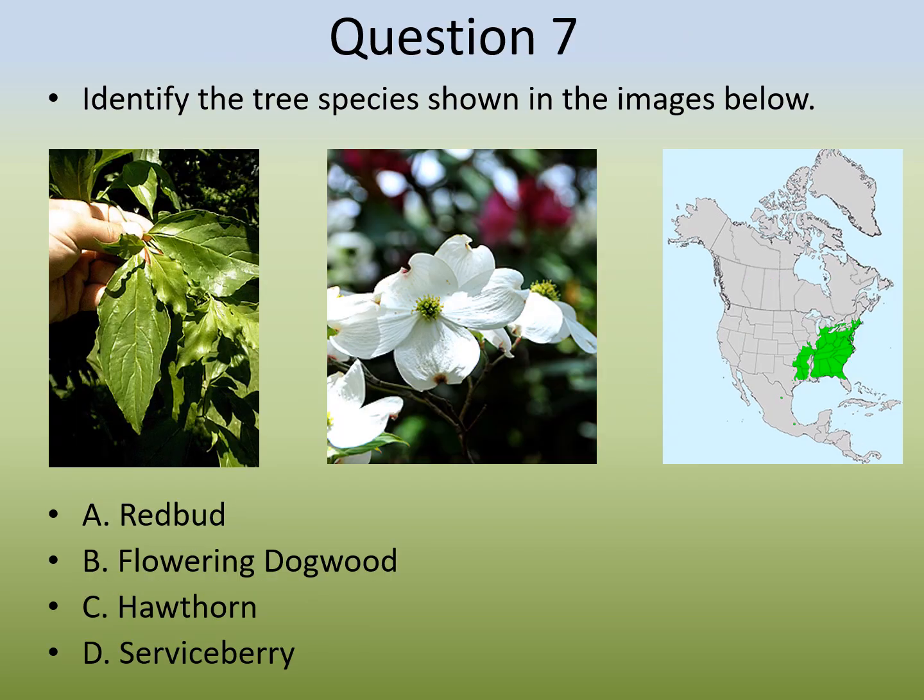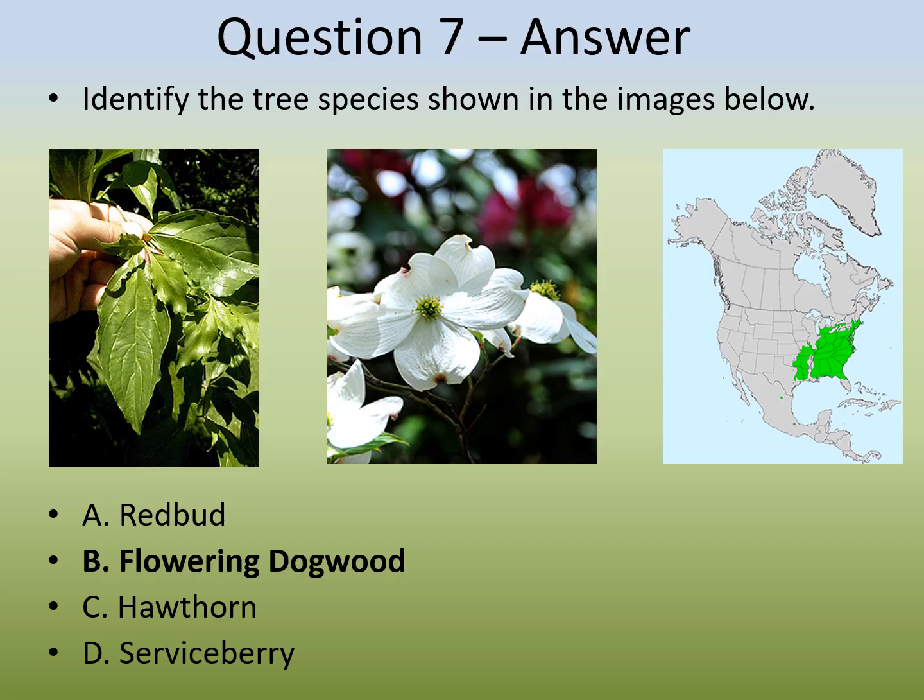Question 7. You can see a beautiful white flower. Eastern species. Is it A, redbud, B, flowering dogwood, C, hawthorn, D, serviceberry? The answer is B, flowering dogwood.